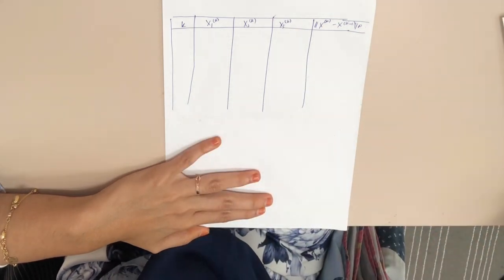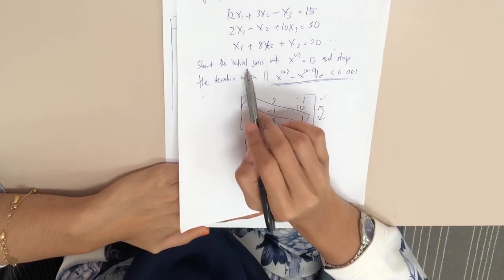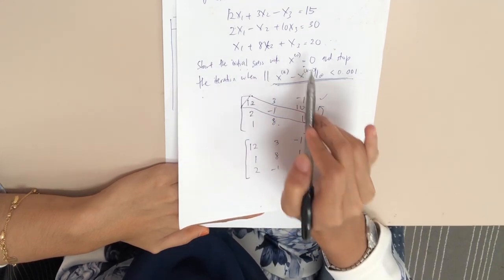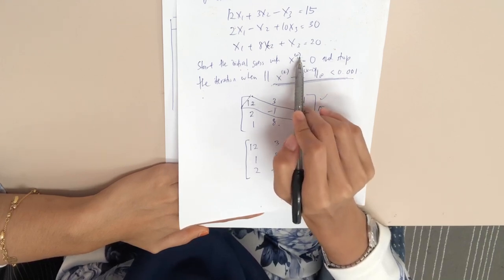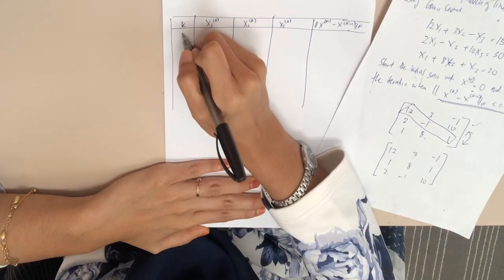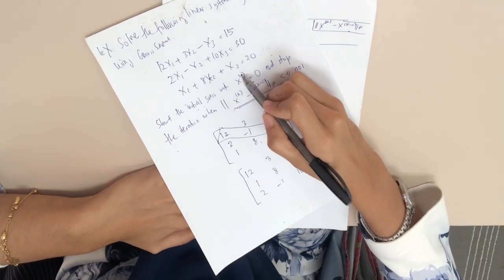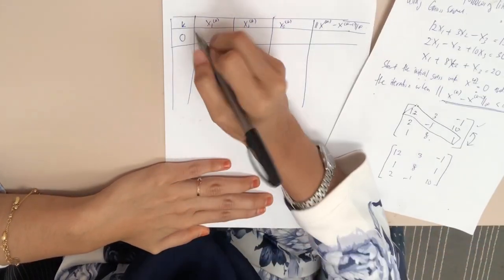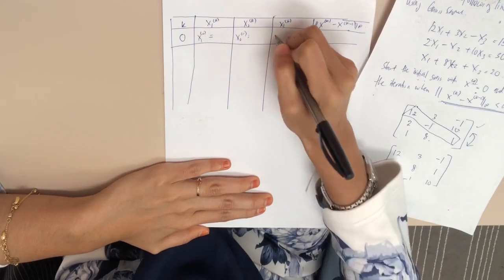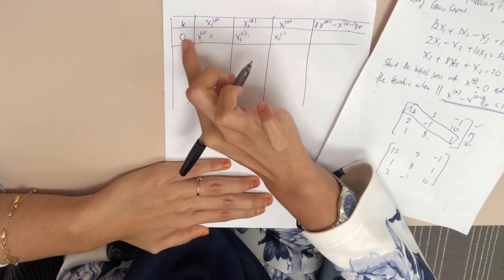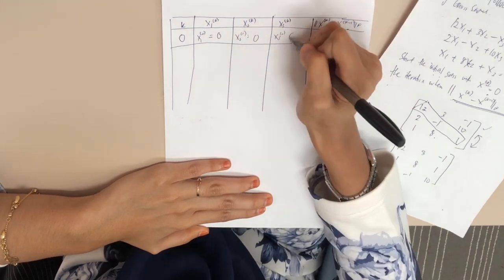Alright, so if you can see your question just now, it says that the iteration or the initial start is at 0. This means your k is 0. So we start first with k equals 0. With k equals 0, x1 is 0, x2 is 0, x3 is 0. It means that you just substitute 0 into this k, so all of it are zeros.